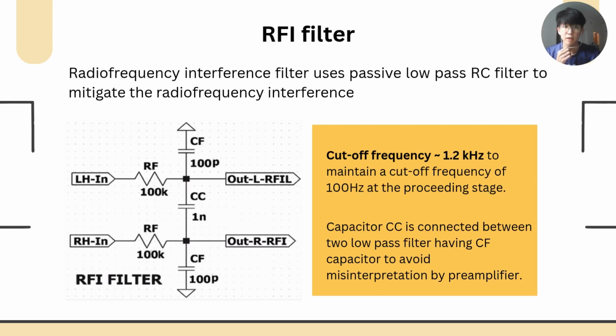When using low-pass RC filters, such as in the case of RFI filters, we need to carefully define the cutoff frequencies. In this case, we need to define the cutoff frequency to around 1.2 kHz to maintain the cutoff frequency of 100 Hz at the processing stage.